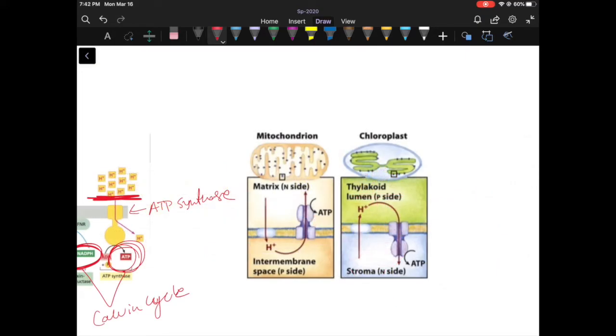So if we look at the differences between the ATP synthase and how the hydrogen ion concentration gradient flows between the mitochondria and the chloroplast, it's kind of just the opposite of one another. So for the mitochondria, the hydrogen ions go from the matrix into the inner membrane space and then through the ATP synthase. And for the chloroplast, the hydrogen ions are in the stroma, and then they go into the thylakoid lumen and then back out to the stroma through the ATP synthase.